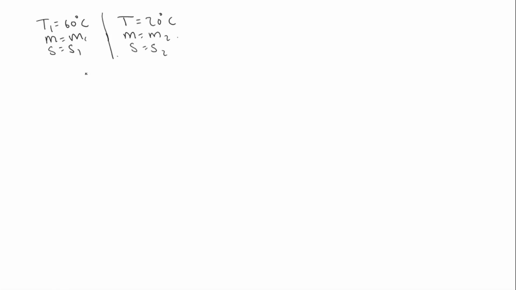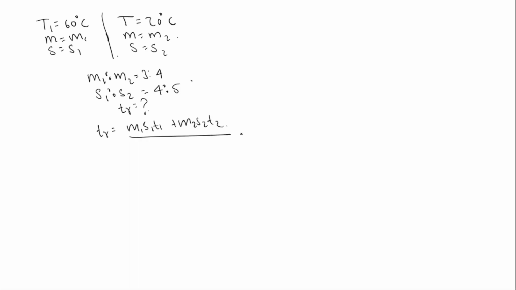They have given that their masses are in the ratio of 3:4. So M1 is to M2 is equal to 3:4. And the ratio of their specific heats, that is S1 is to S2, is equal to 4:5. We need to find the resultant temperature, that is TR. We know TR is equal to M1 S1 T1 plus M2 S2 T2 by M1 S1 plus M2 S2.